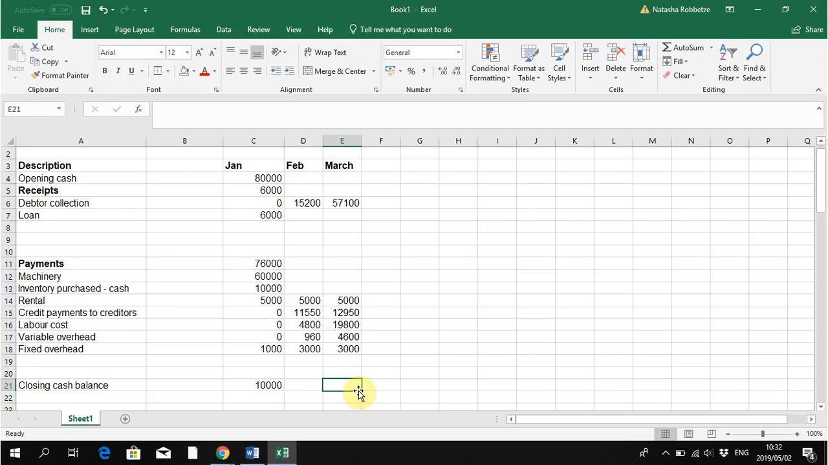All right, I need to calculate some interest. So I've taken a loan of 6,000. So in February, I need to pay interest on the loan.